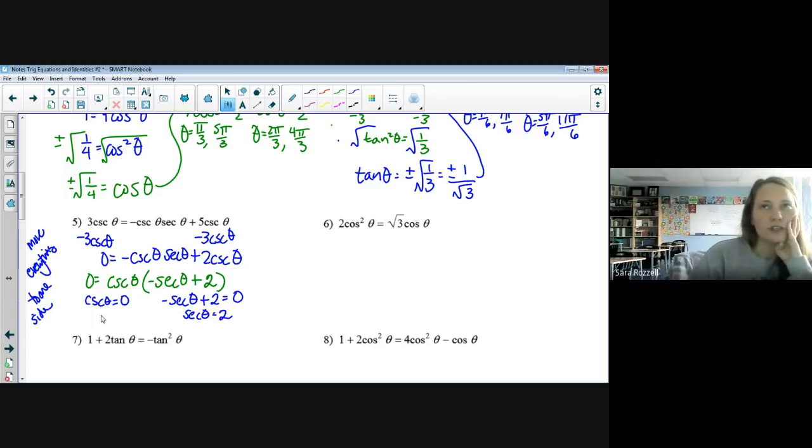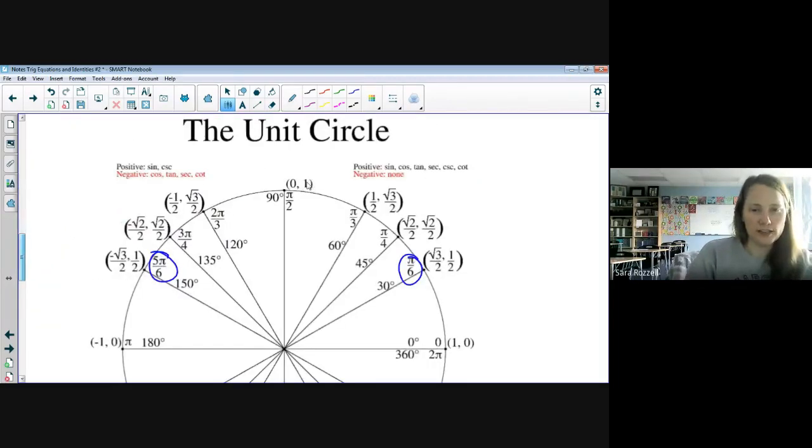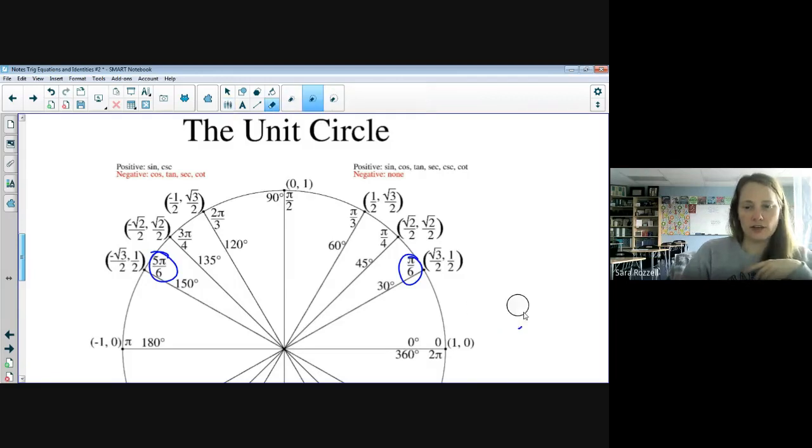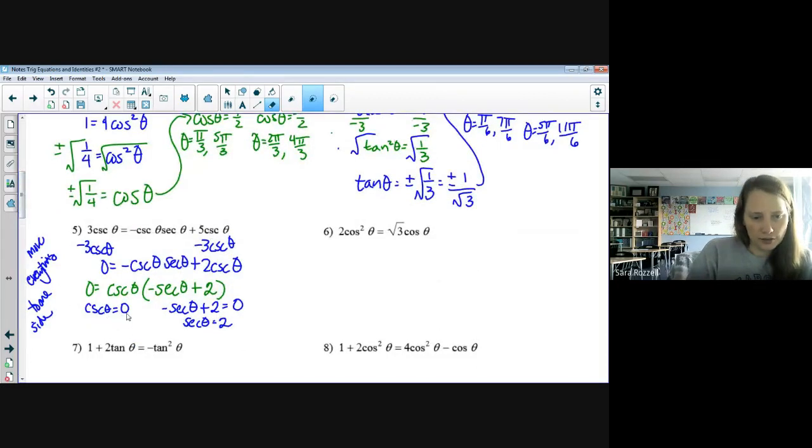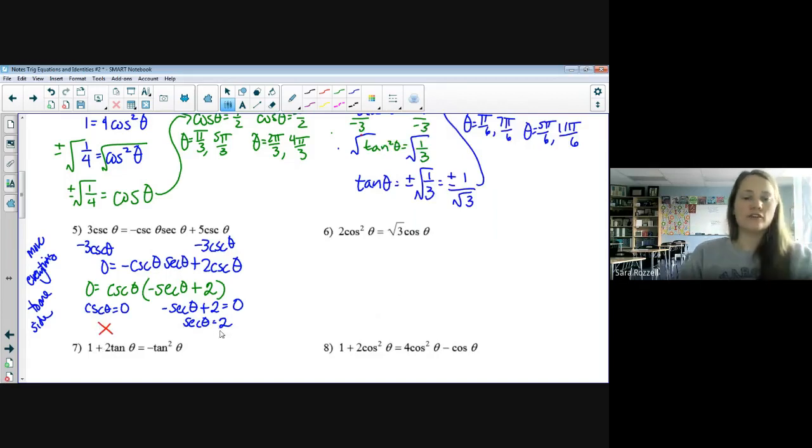Is cosecant ever 0? To get cosecant, you flip sine over, right? Is there some sine value that I could flip over to get 0? If I flip 1 over, it's just still 1. If I flip 0 over, it's undefined, so that doesn't work out. Cosecant doesn't ever equal 0. So there is no solution for this part. Sometimes you'll get that where there's not actually a way for that to be true. So that didn't work out. All right, and now we're going to look for when secant is 2.